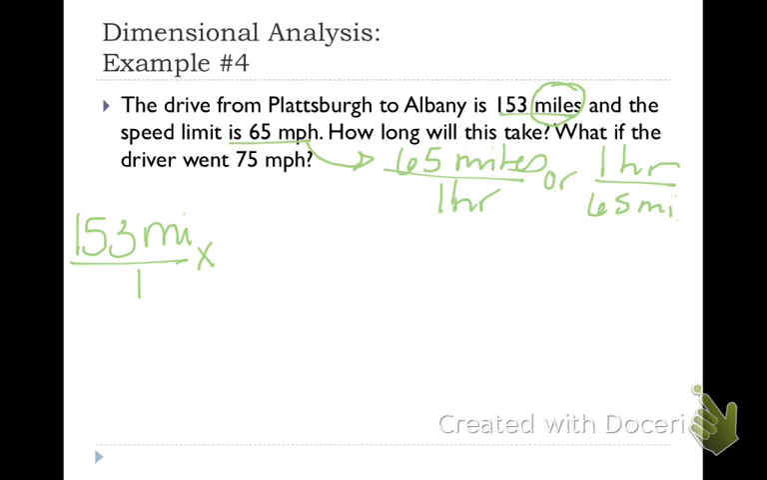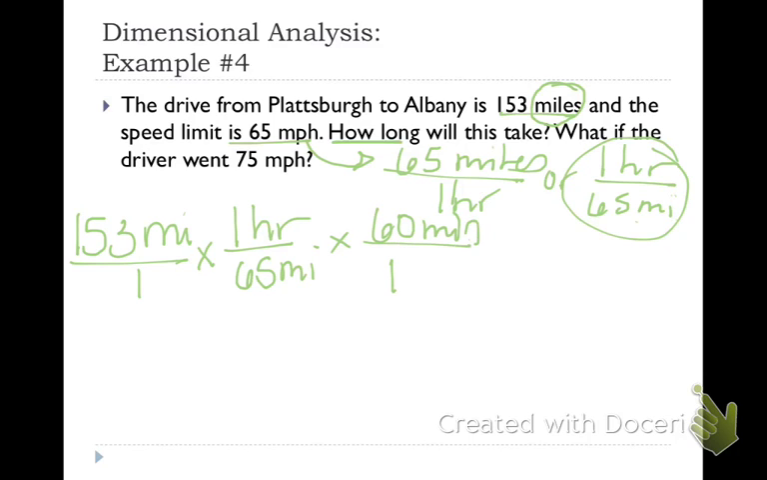Then go ahead and figure out how much you have here. We have 65 miles over an hour, or 1 hour over 65. You're trying to get rid of miles and get over to hours, because we want to say how long it's going to take. So I'm going to use the second equivalency, 1 hour over 65 miles. And let's get that over in minutes too. So we have 60 minutes over 1 hour. We can cancel out some units in there. Put that into your calculator. You should get about 141 minutes.